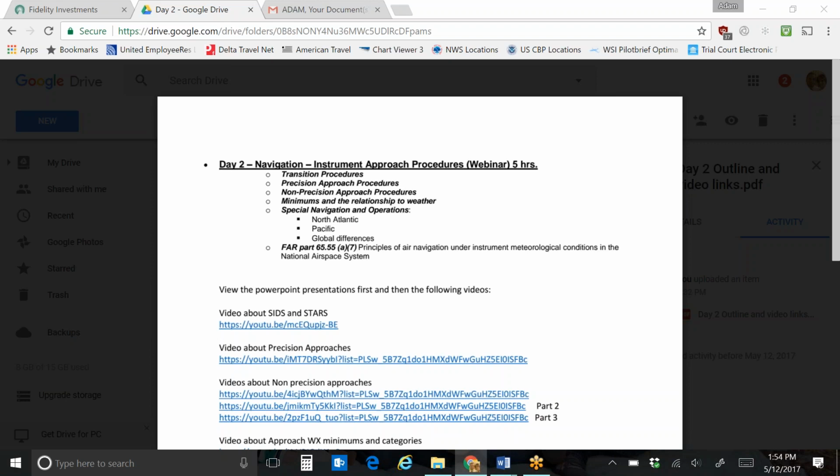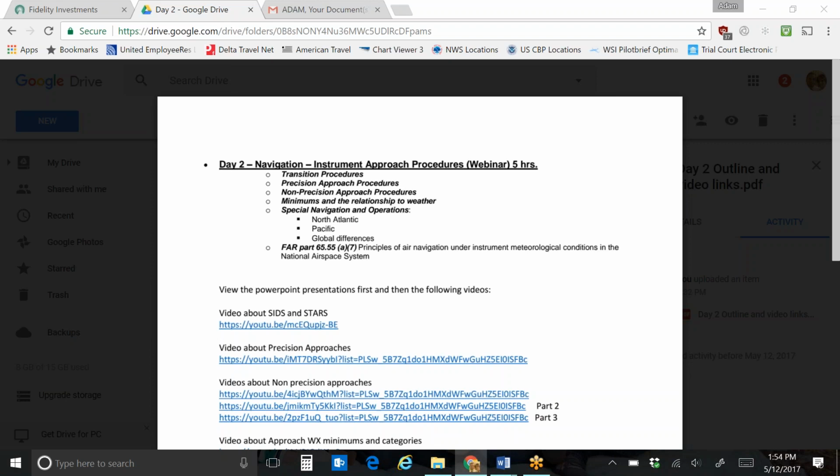And then you need to be able to list 2 or 3 different types of precision approaches. The primary one is the ILS, and you're going to look at that. There's a video today, and there's also a PowerPoint as well on those specific things.